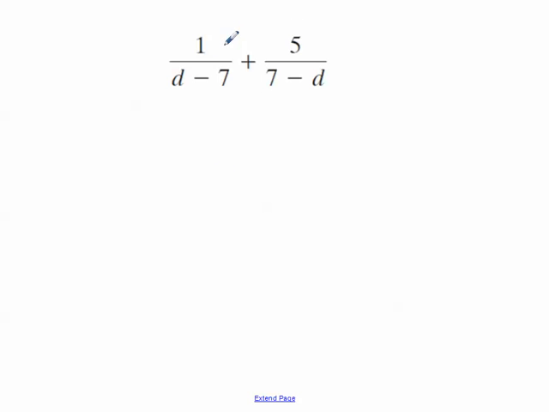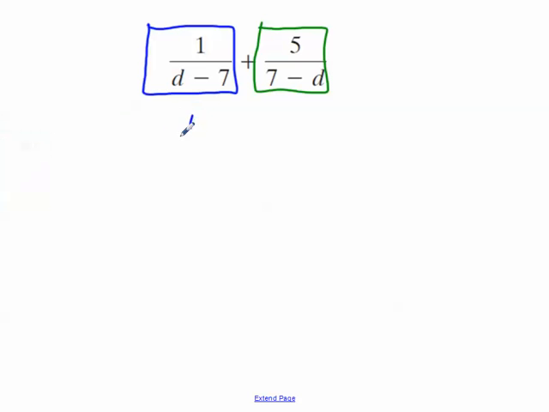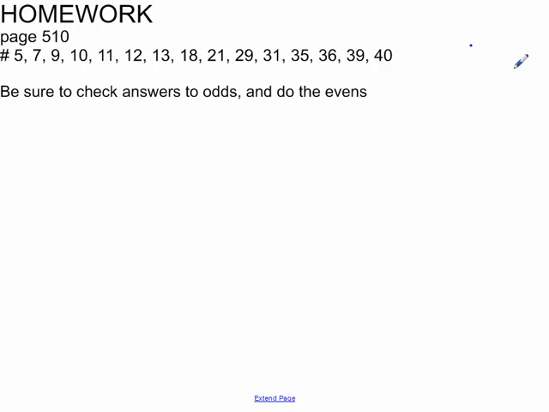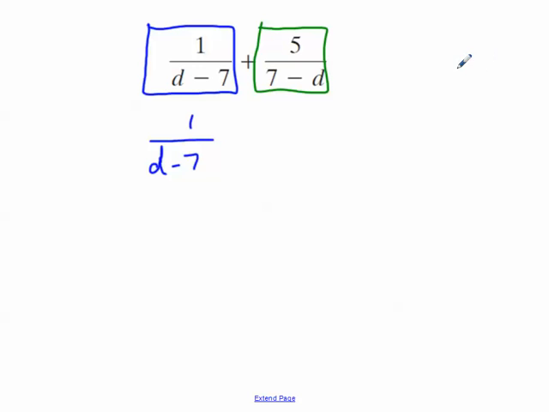So let's take a look at this. Here, this is my blue fraction, and right there is my green fraction. So I'm going to find my lowest common denominator for each one of these. Well, I'm not going to convert my blue fraction, I'm just going to write it as 1 over d minus 7. Really haven't modified it at all. Then we go to the green fraction, and I'm going to say that's 5 over negative 1 times d minus 7.